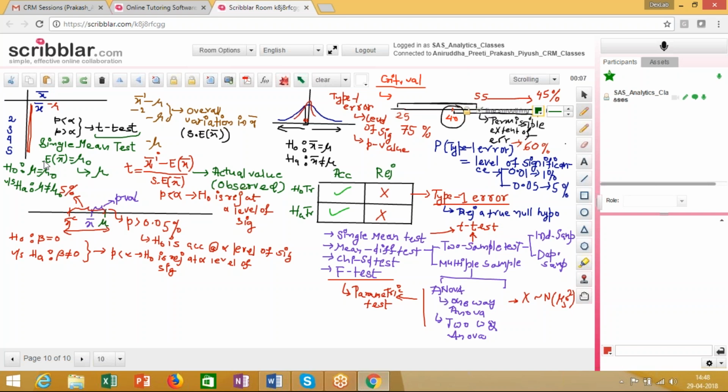For that, I need a test statistic, right? And to do this kind of mean test, the single mean test, the test statistic that we use is called the t-statistic. This is also known as the student's t-statistic, right? So we use the t-statistic. So what is the t-statistic all about over here?